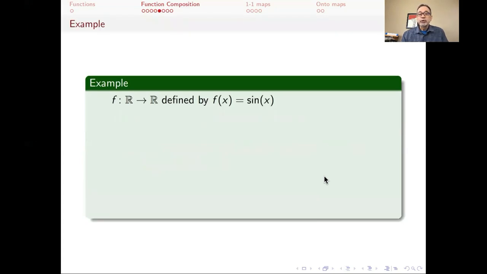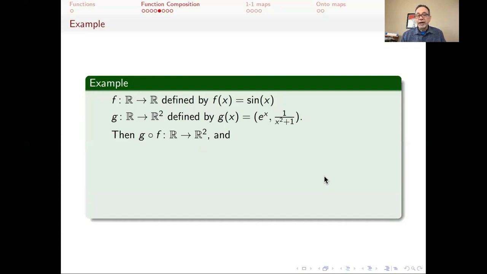But functions could be more complicated. f going from R to R defined by f of x equals sine of x. But now I can have a function g that goes from R to R2, the two-dimensional plane, that's given by e to the x comma 1 over x squared plus 1. Plug in an x value and you get two numbers, and that's going to be an element of R2.